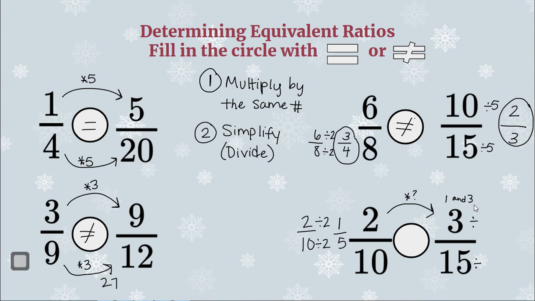It does. So we can divide both of these by 3. 3 divided by 3 is 1. 15 divided by 3 is 5. So because this one simplifies to 1 to 5, and so does this one, these are equal. All right, now let's take a look at the next slide.